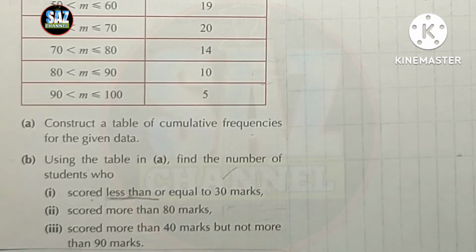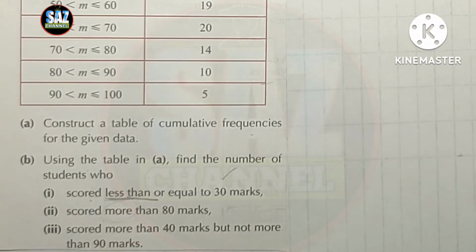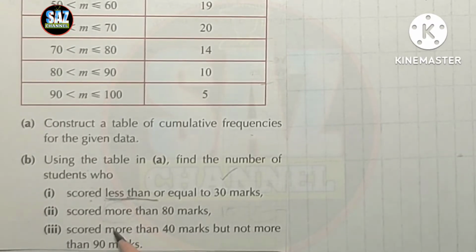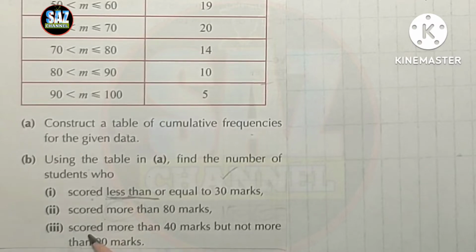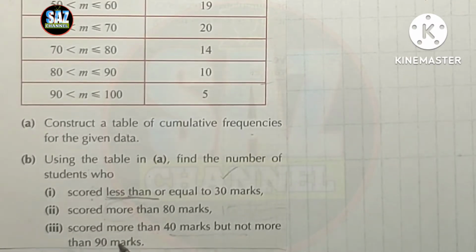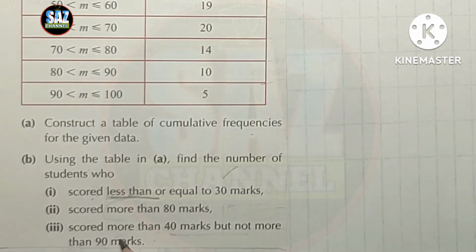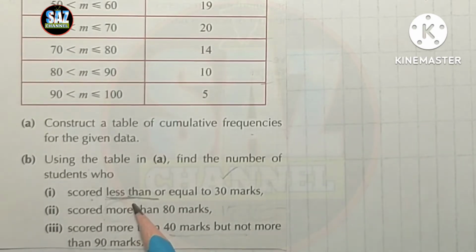Then, scored more than 40 but not more than 90 marks. It's really important to understand the language of the topic as well. I'll be discussing each part one by one, and I'll be explaining the terms one by one.